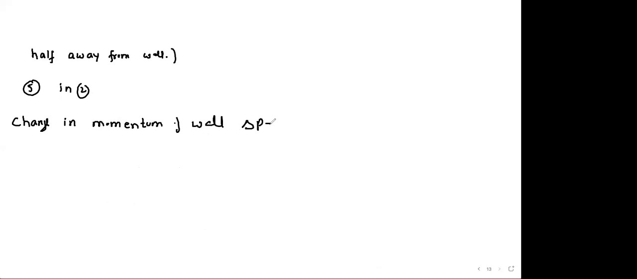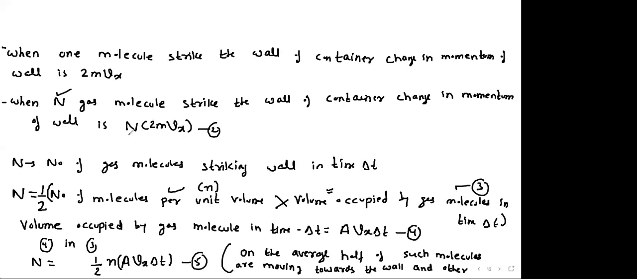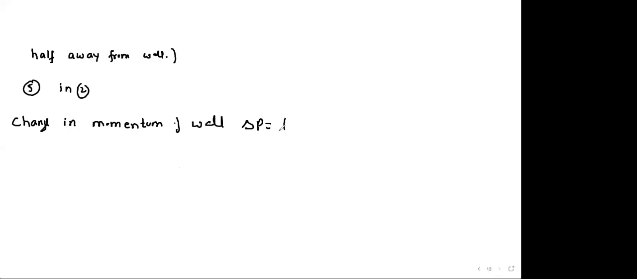The change in momentum of the wall is, instead of this n, I will substitute this term half n a Vx into delta T. These are basically the number of molecules multiplied by 2m Vx, into this delta T. This 2 will cancel this 2. So the change in the momentum of the wall is N A m Vx square multiplied by delta T. This is the change in the momentum of the wall.